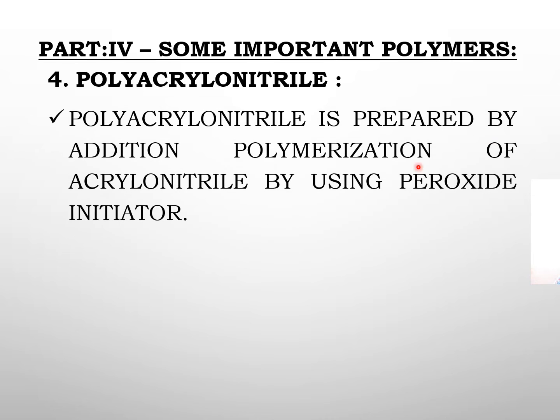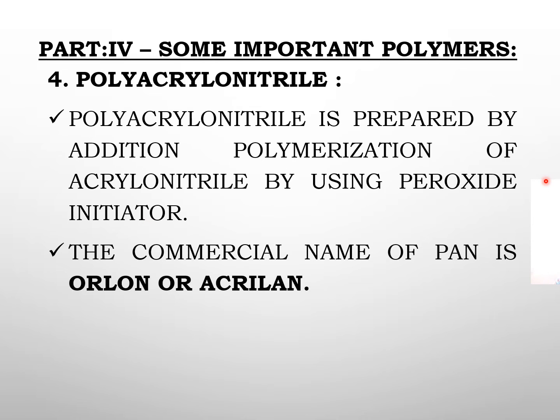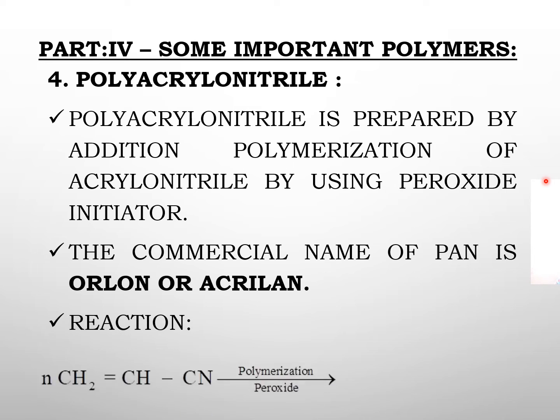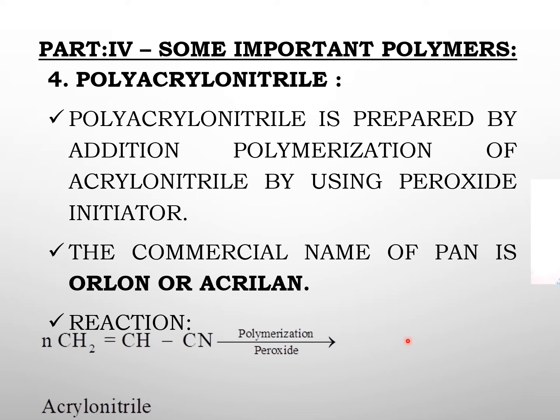Polyacrylonitrile. Now, polyacrylonitrile is prepared by addition polymerization, using a peroxide initiator. The commercial name for PAN is Orlon or Acrilan. See the reaction here. The acrylonitrile, CH2=CHCN, polymerizes in the presence of peroxide to form polyacrylonitrile. The CN goes down, and in n molecules the double bond breaks by homolytic fission, one electron goes to each carbon, and a long chain of polyacrylonitrile is formed.